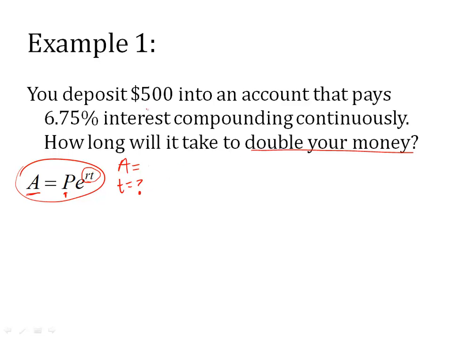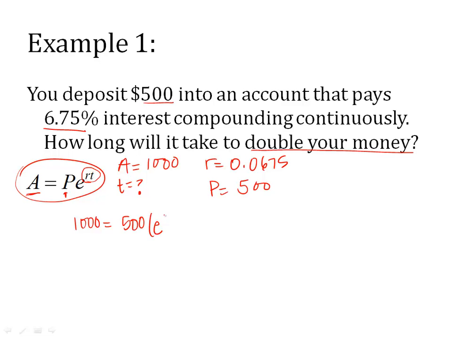The amount I'm looking for is double whatever 500 is, which we know is 1,000. The rate is 6.75%, but I have to convert that to a decimal, so 0.0675. And then the principal: how much did I initially put in? $500. These are my values. I need to write them into my equation and then solve it. So 1,000 equals 500 times e raised to the 0.0675 times t.